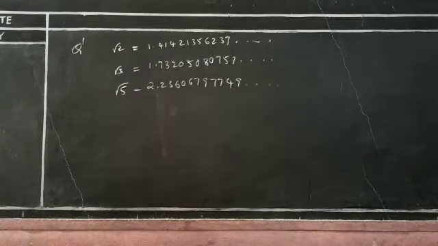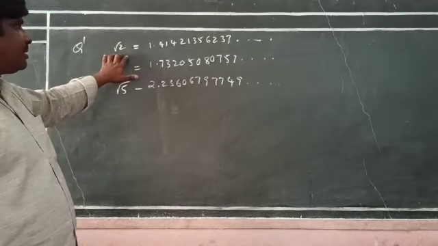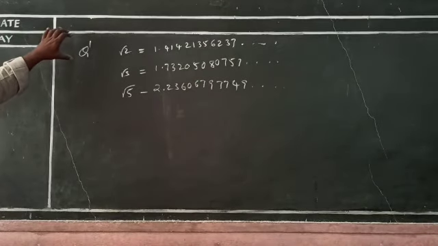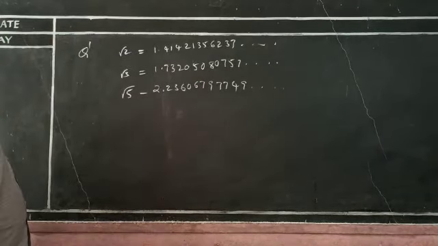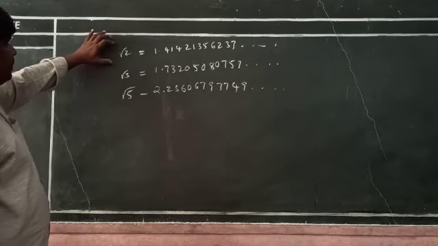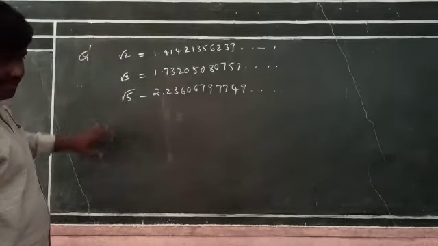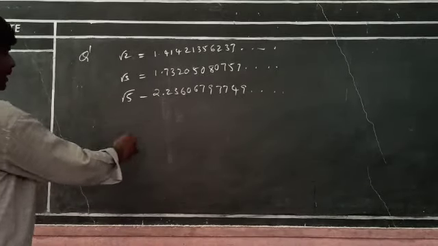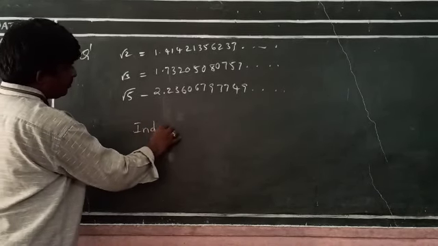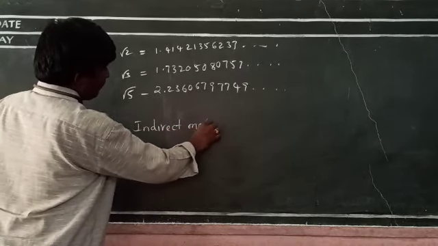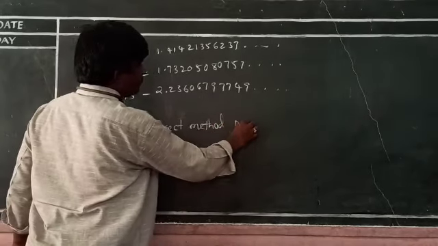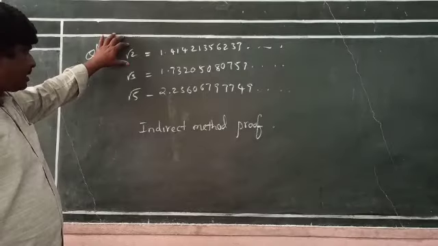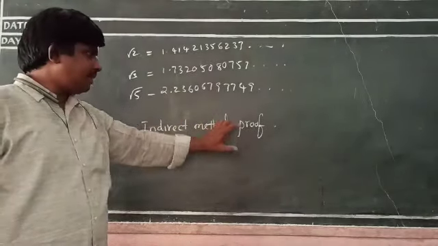Irrational numbers are nothing but Q dash. What are irrational numbers? Irrational numbers are non-terminating, non-recurring decimals. Non-terminating, non-recurring decimals are nothing but irrationals. So how do we prove that these irrational numbers are irrational? To prove that an irrational number is irrational, we will use the indirect method of proof.